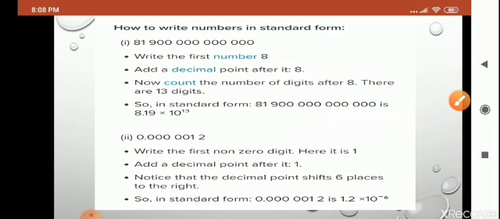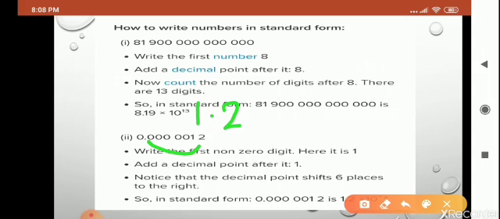Same for writing a very small number in standard form. Here the number is 0.000012. First of all we write the non-zero digit, that is 1. After that we add a decimal point, then we write 2. So here we move the decimal from this place to this place, counting the digits 1 2 3 4 5 6, that is we move the decimal 6 places to the right. So we can write it as 1.2 into 10 to the power minus 6.